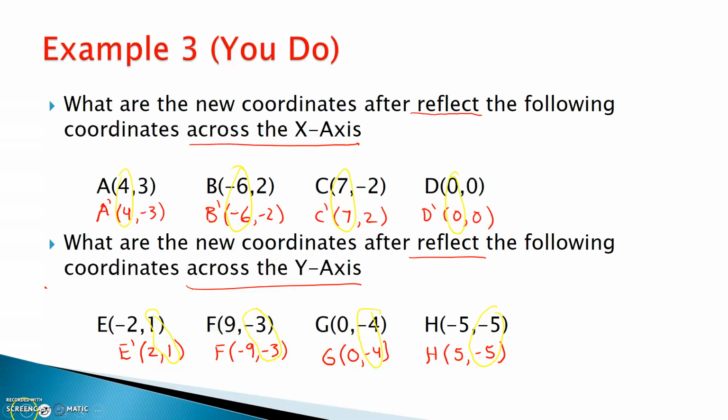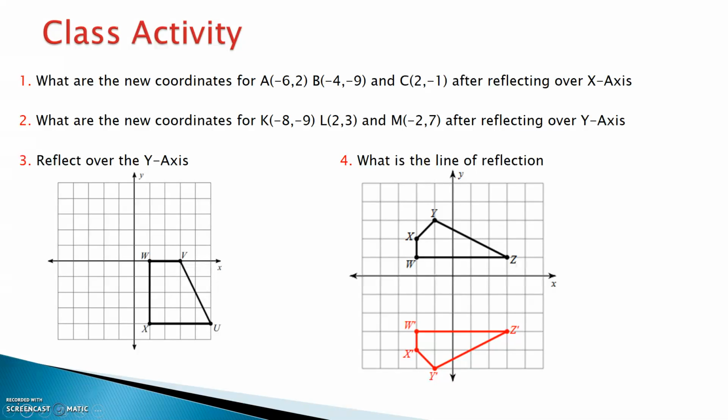Okay, so what I want you guys to do, number 1 and number 2 is your class activity. Do this on a separate sheet of paper. Make sure this gets turned into the inbox before you guys leave today. It has to be turned in before you leave. Number 1, number 2, exactly what we learned today. So for number 1, reflect over the x-axis. Number 2, you're going to reflect over the y-axis. So I need the new values: a prime, b prime, c prime, k prime, l prime, and m prime. What are the new coordinates?